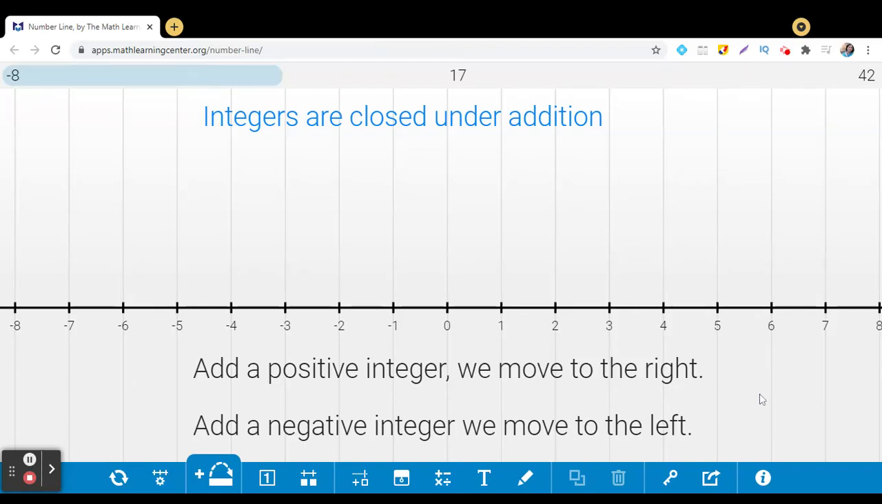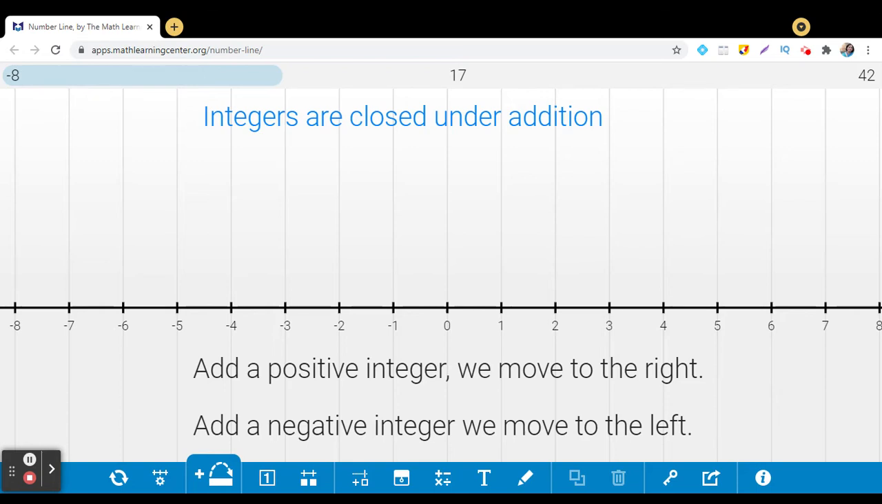Hello, dear students. Today we are going to learn how to add numbers on a number line, and we are talking about integers. We will be observing an interesting property of addition of integers, and it is called the closure property. That is, integers are closed under addition. We will learn the meaning of this when we perform the addition.